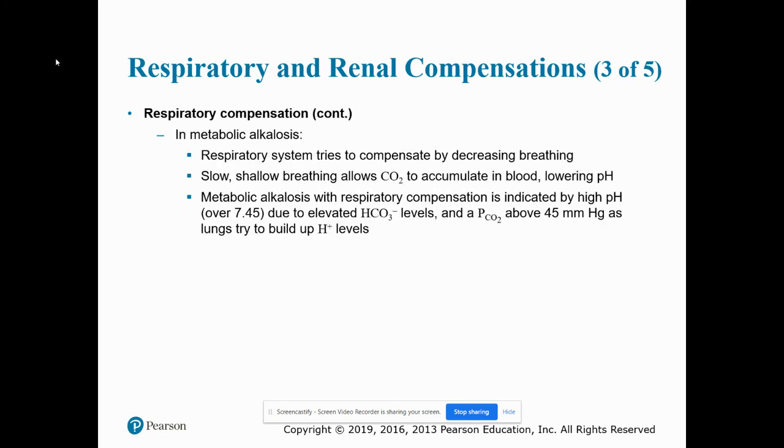In metabolic alkalosis, the respiratory system tries to compensate by decreased breathing. Slow, shallow breathing allows CO2 or carbon dioxide to accumulate in the blood, which is going to lower pH. Metabolic alkalosis with respiratory compensation is indicated by high pH, which is due to elevated bicarbonate levels, and a PCO2 above 45 mmHg as the lungs try to build up hydrogen ion levels.